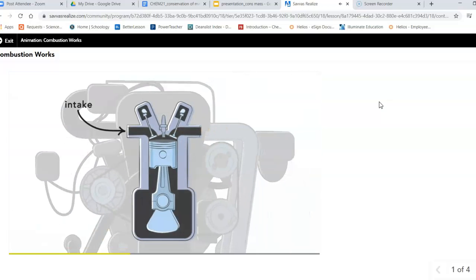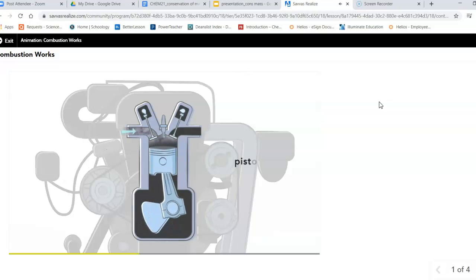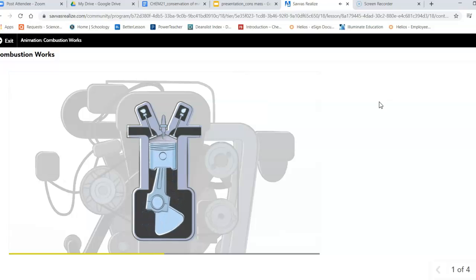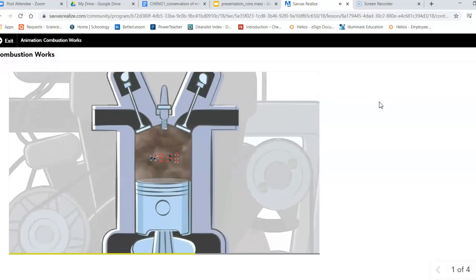In the intake phase of the engine cycle, a mixture of air and fuel is drawn into the cylinder. The piston lowers and the crankshaft turns 180 degrees. In the compression phase, the air-fuel mixture is compressed. The piston is raised and the crankshaft turns 180 degrees. In the combustion or power phase, the spark plug ignites the fuel and air mixture, causing a combustion reaction. The volume of gases produced in the reaction forcefully pushes the piston down, turning the crankshaft.